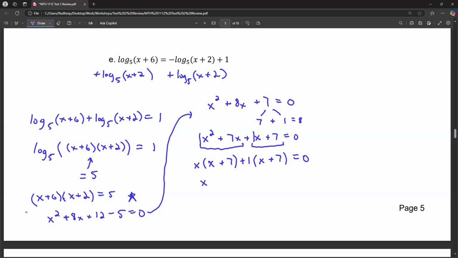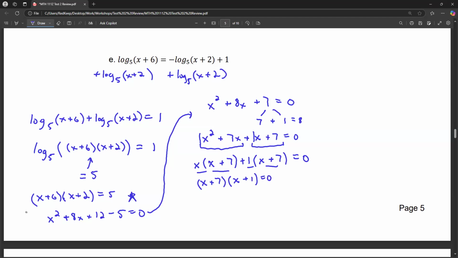Okay, and so then I can see, well, in both of these terms, there's an x plus 7, right? Here it is, here it is. And so I can pull those out, or however you like to think about it. In this first one, there's just going to be an x. In the second one, there's just going to be a 1 like this.